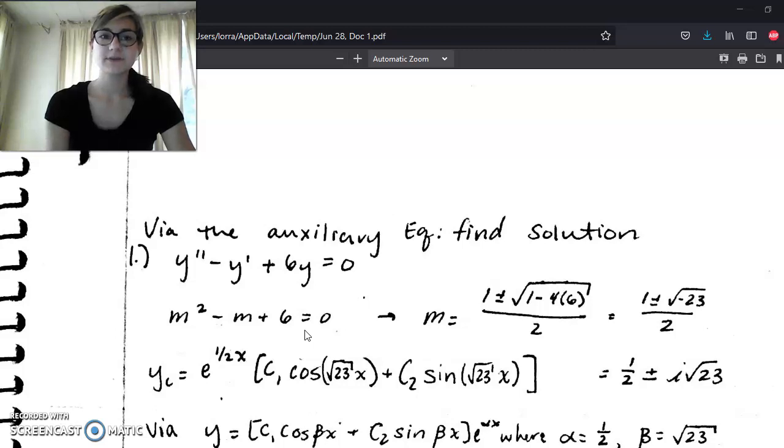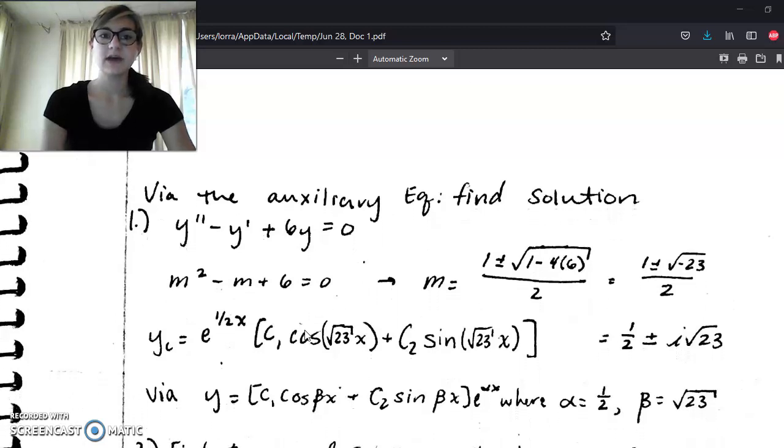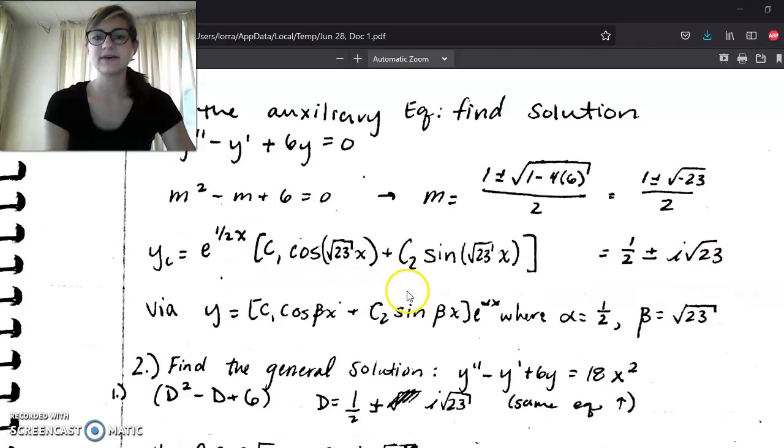So the first problem was using the auxiliary formula, find the solution to the equation y double prime minus y prime plus 6y is equal to 0. This equation is not factorable, so you have to use the quadratic formula to find what m is equal to. So m squared minus m plus 6 is equal to 0.